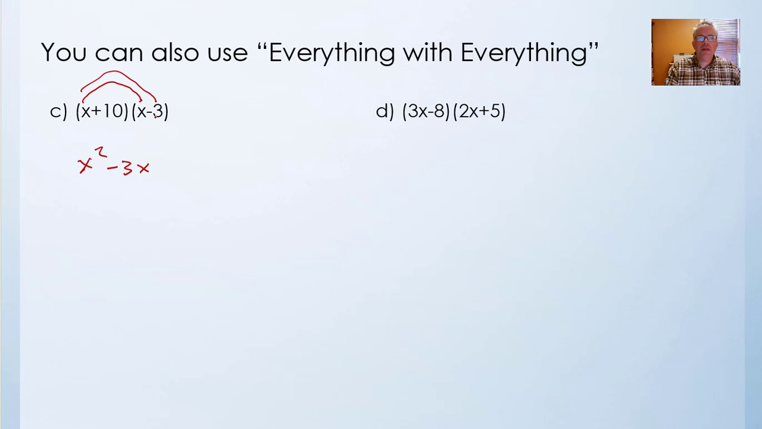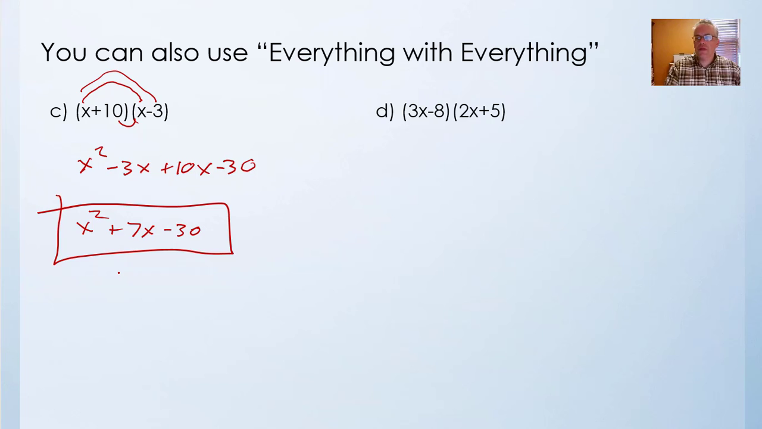Then I'm going to multiply 10 times everything. 10 times x is 10x. 10 times negative 3 is negative 30. And I have to combine like terms. We're really doing the same thing we did with the box. It really doesn't matter, but it's a little nicer not to draw the box sometimes.